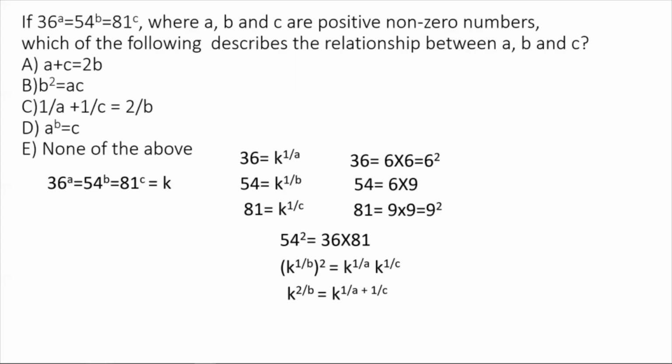So k to the power 1 by a multiplied by k to the power 1 by c on the right hand side will be equal to k to the power 1 by a plus 1 by c. So we have k to the power 2 by b is equal to k to the power 1 by a plus 1 by c. And that implies that 1 by a plus 1 by c is equal to 2 by b. So the correct option in this case will be the option C.